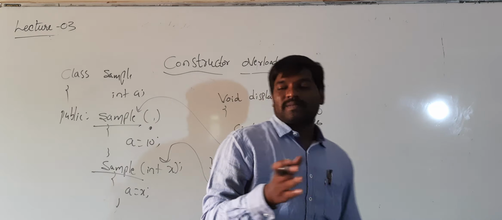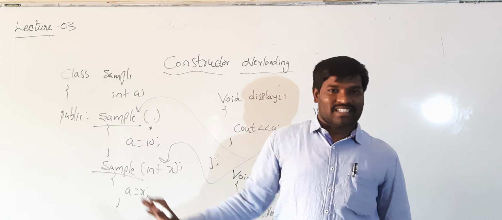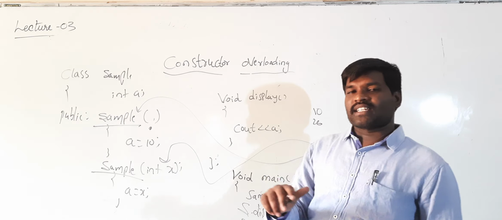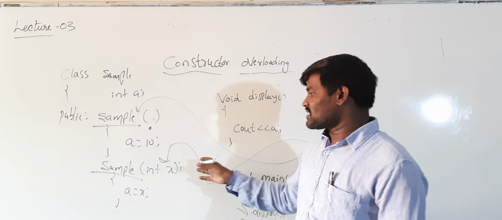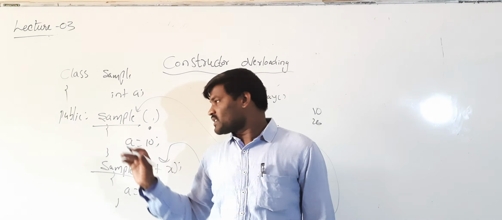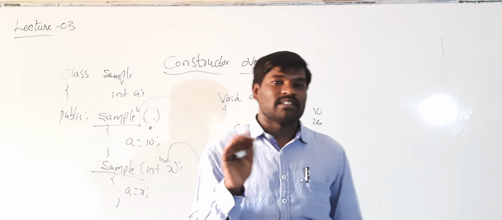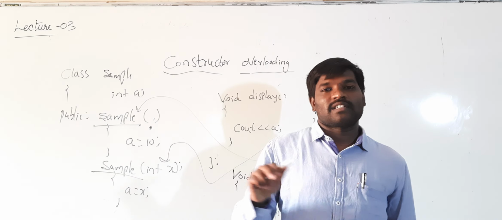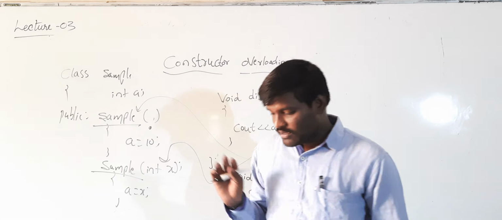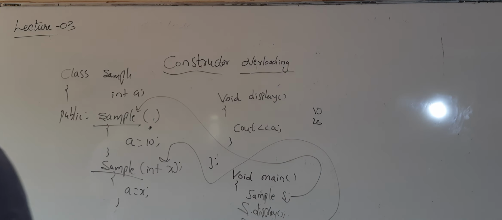But don't write the default constructor two times. It is possible to write the parameterized constructor more than one time with different arguments, but it is not possible to define the default constructor more than once in a program, because default means you cannot pass a value. So don't write Sample twice like that, it is not valid. It will generate an error message. Okay, so this is the example for constructor overloading.